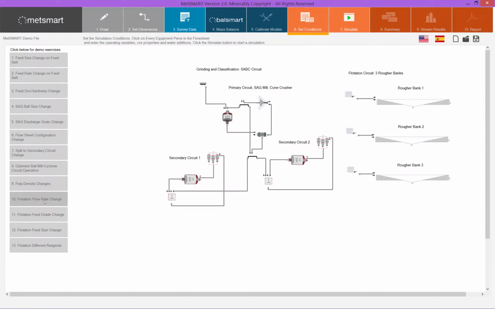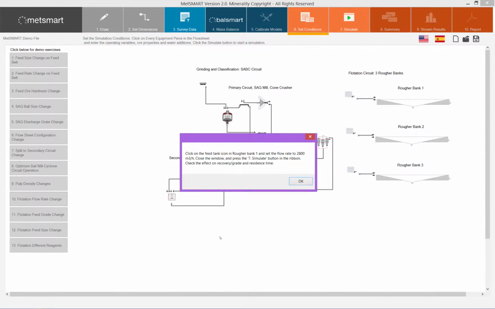Exercise 10 is our first flotation exercise in the demo. So in this exercise, we will simulate rougher bank 1. We're going to set the flow rate to 2,800 cubic meters per hour.